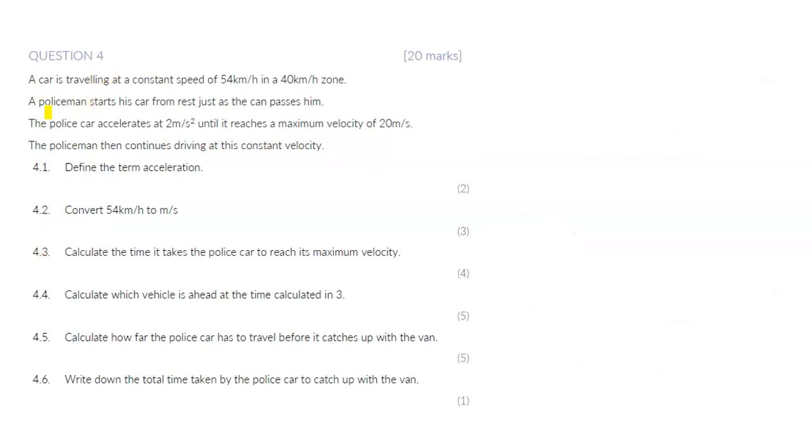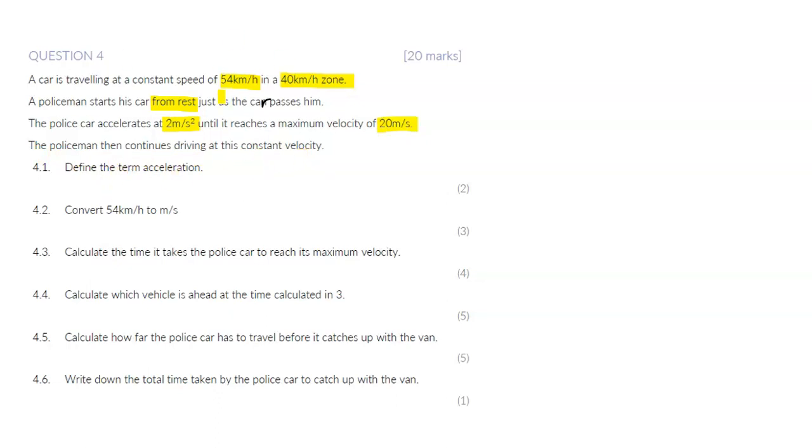Question 4. A car is traveling at a constant speed of 54 kilometers per hour in a 40 kilometer zone. A policeman starts his car from rest just as the car passes him. The police car accelerates at 2 meters per second squared until it reaches a maximum velocity of 20 meters per second. The policeman then continues driving at a constant velocity.